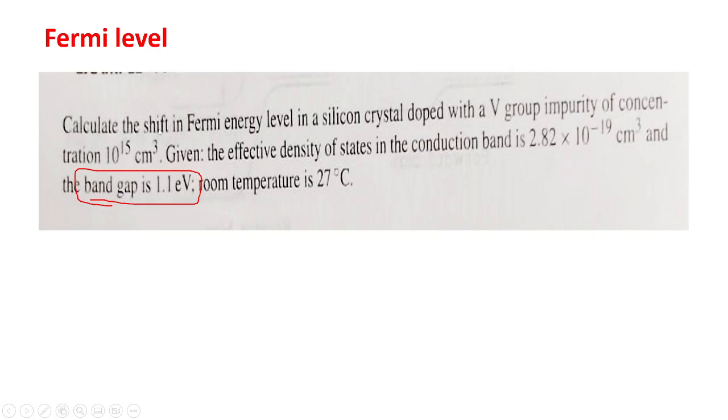Basically there are two methods to solve the question and to check the units. For Nd by Nc, since it is a division, centimeter cube will cancel with the centimeter cube of Nc. So now we will have EF is equal to 1.1 electron volt plus K, the Boltzmann constant, into temperature T. T will be 27 plus 273, into natural log of Nd upon Nc.